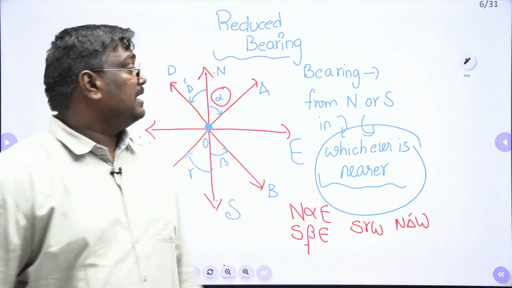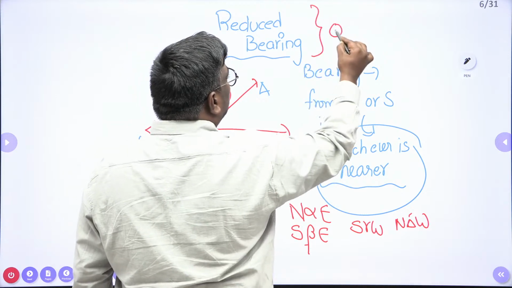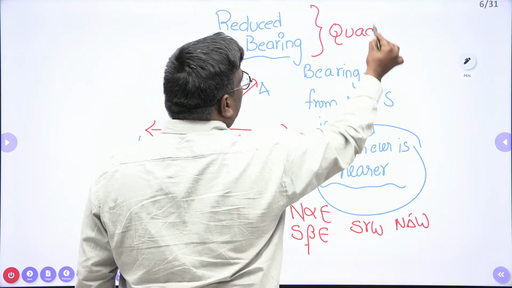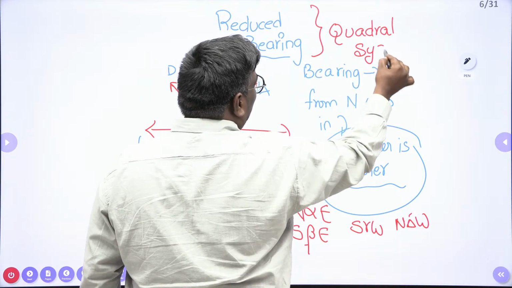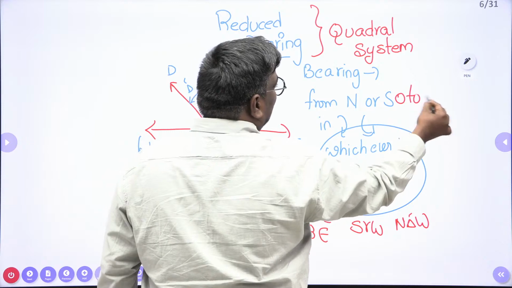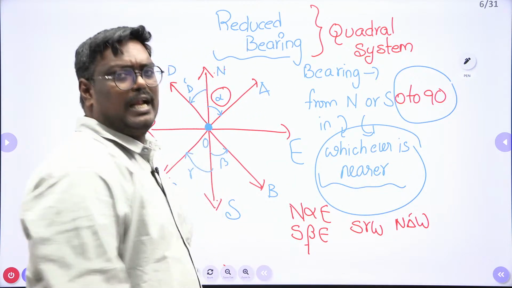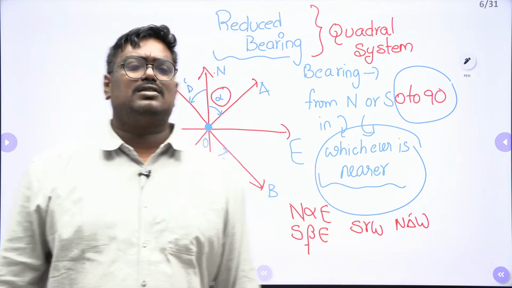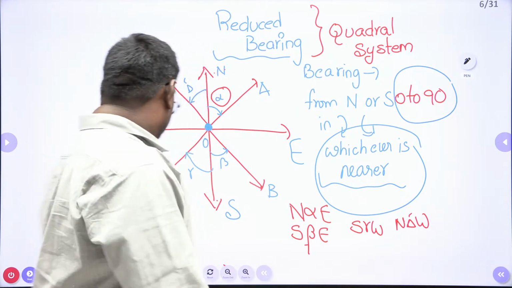And remember, my dear students, the reduced bearing system is also known as the quadrantal system. Why is it the quadrantal system? Because the angle is between 0 to 90 only. As the angle is 0 to 90, we call this system the reduced bearing system or quadrantal system.